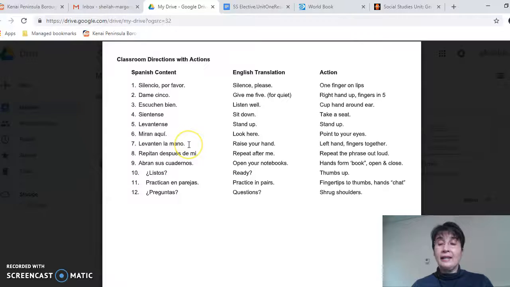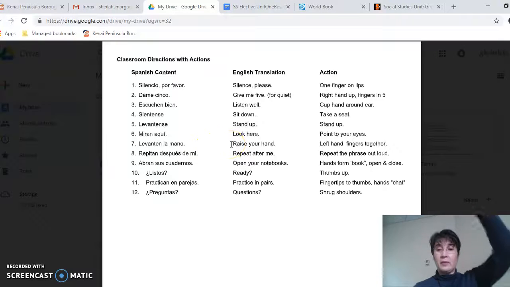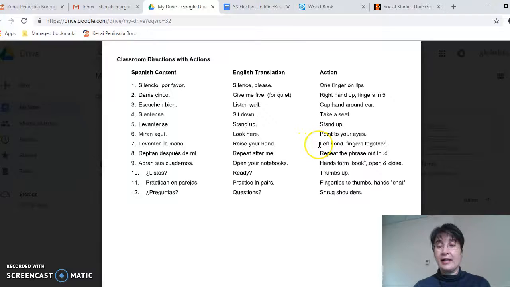Number 7 is levanten la mano. Levanten la mano. And that means to raise your hand. We simply would put our left hand up in the air, raise your hand, left hand, fingers together for the action. Levanten la mano. Number 8 is a phrase you probably are going to hear often, and that is repitan después de mí. Repitan después de mí. And that means repeat after me.